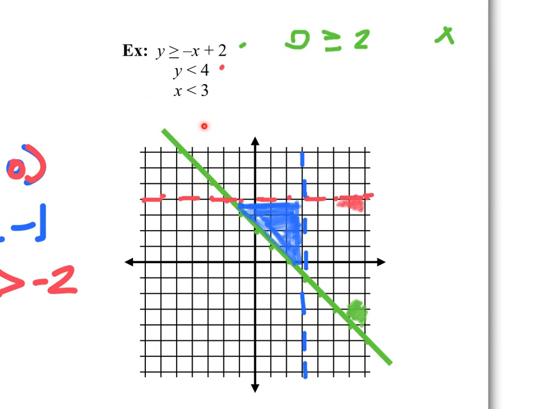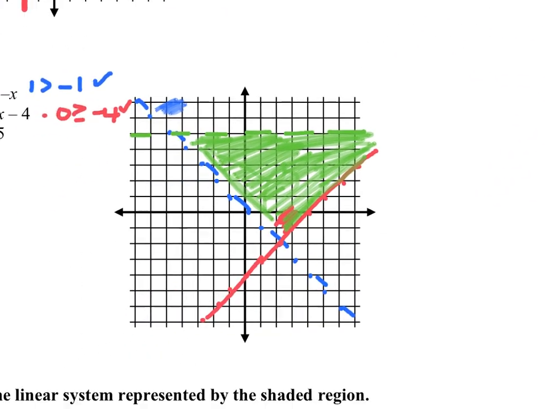And then x is less than 3 is a vertical dotted line right here, and since it's less, we're going to be shading to the left. So you can't go above the red, you can't go to the right of the blue, and you can't go beyond the green. So it's kind of stopping you, it's keeping you in that little confined area. That blue is your solution, which is your overlapping shaded region.